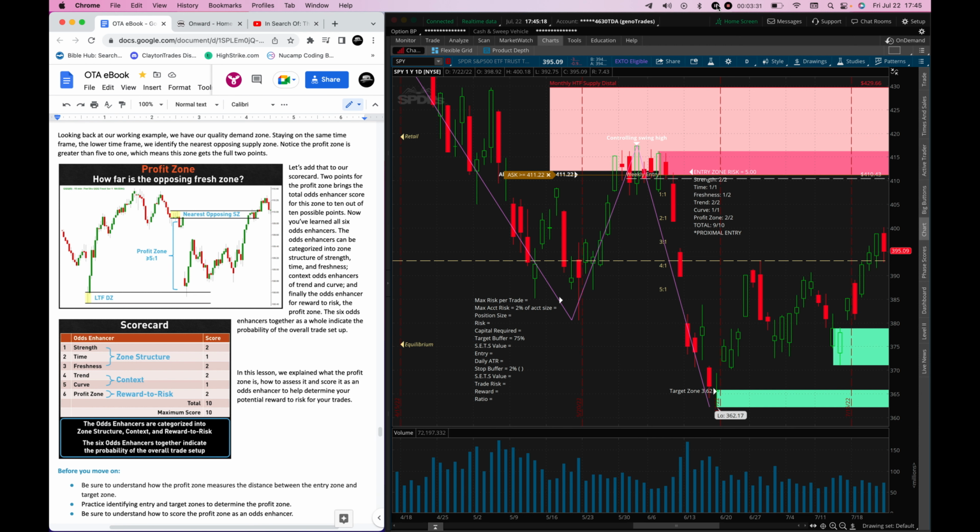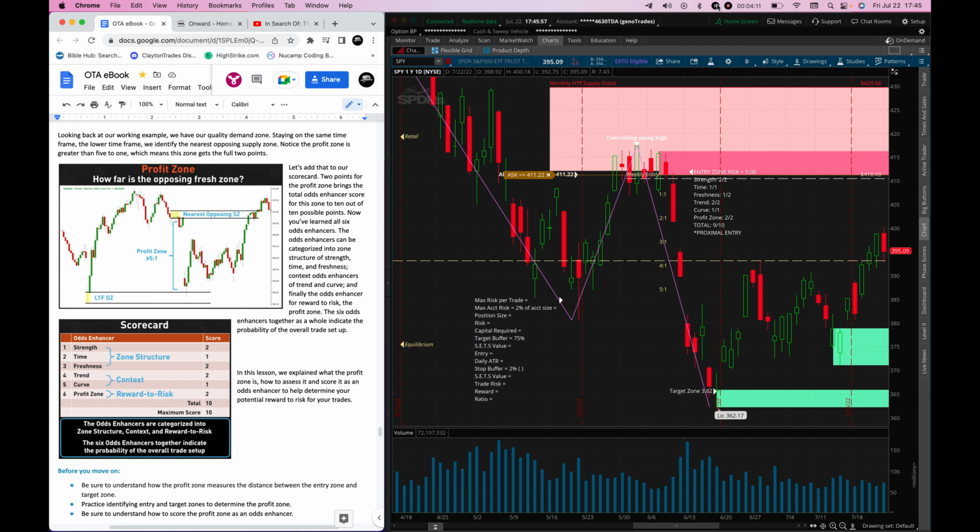Looking back at our working example, we have our quality demand zone. You can see it there on the left side of the screen. Staying on the same time frame, the lower time frame, we identified the nearest opposing supply zone. Notice the profit zone is greater than 5-to-1, which means this zone gets the full 2 points. Let's add that to our scorecard. 2 points for the profit zone brings the total odds enhancer score for this zone to a 10 out of 10 possible points. Now you've learned all 6 odds enhancers.